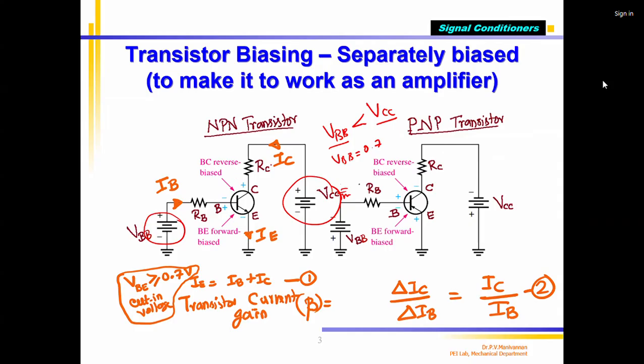Why is it called an amplifier? Because IB, which is called the input current, is amplified by beta times. That's why it is called an amplifier. Correct? These are key points you also have to explain.